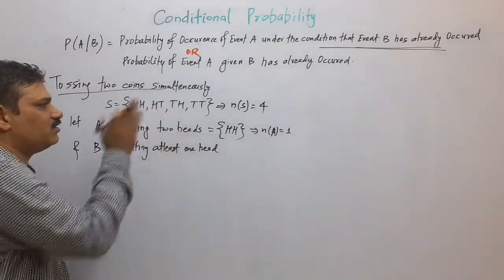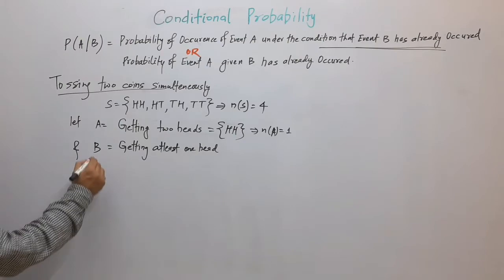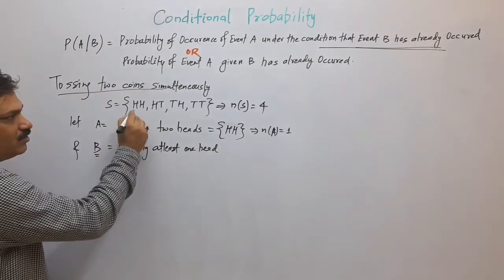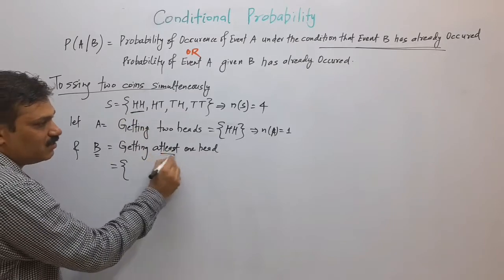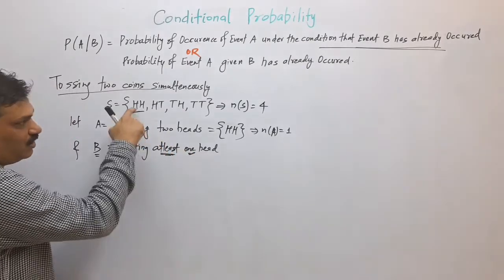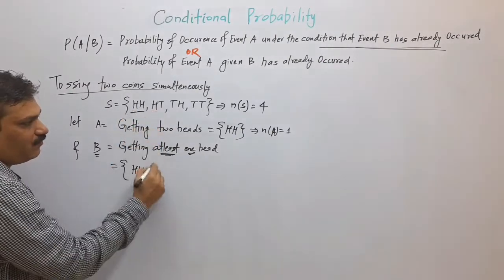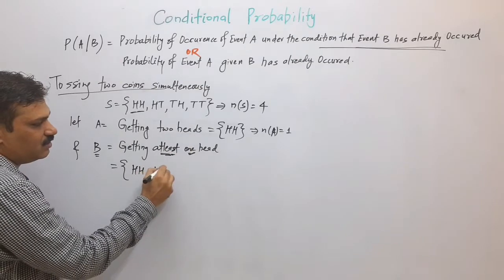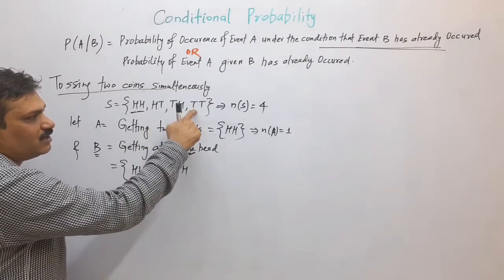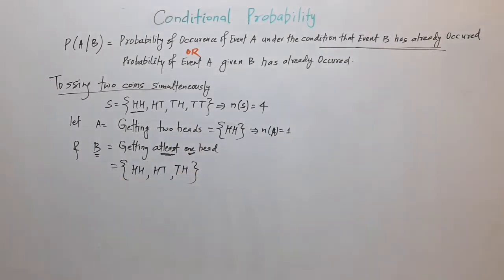We put a restriction on this sample space: at least one head. B is the event that at least one head has appeared. So this will be considered. At least means from minimum to maximum. Minimum 1 is there, so it will be accepted. It has at least 1 head, so this is in the favor. This also has 1 head, so this will be included. But this does not have at least 1 head, so it is not in the favor of B.